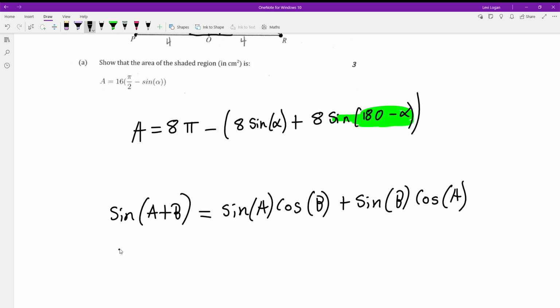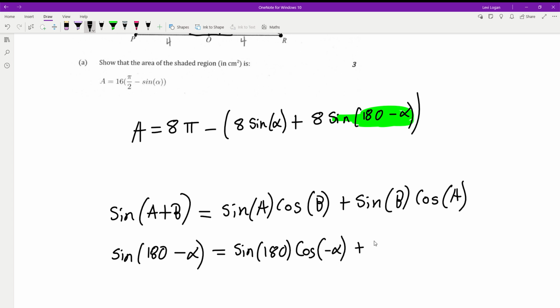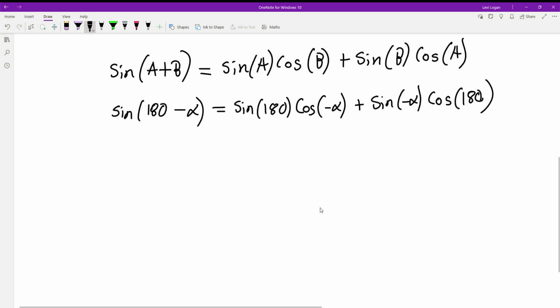So if I use this formula, sine of 180 minus alpha gives me, where the A is, I replace with 180, so I'll have sine of 180 cos of negative alpha plus sine of negative alpha and cos of 180. Sine of 180 is 0, so that term is gone, which just leaves me with this term here. Cos of 180 is negative 1, so I have negative sine of negative alpha.